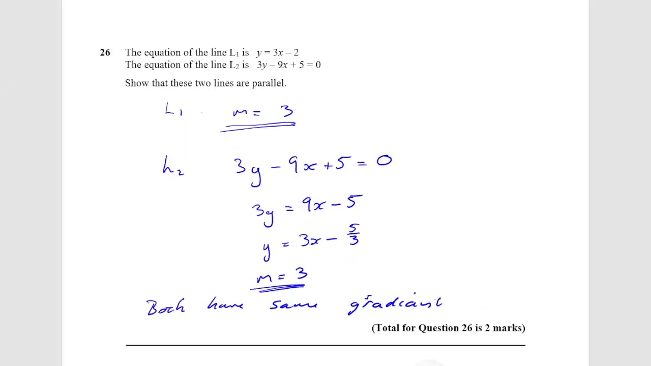And I don't really need to mention it, but they're not the same lines because they've both got different y values and different y intercepts. So they are parallel. One too many R's.